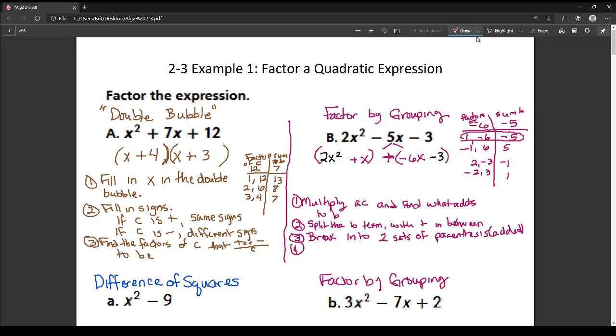Step 4, I'm going to do it in another color. I'm going to call it factoring out the GCF. Okay, so I'm going to go to each set of parentheses and just pull out the greatest common factor. So here, between 2x squared and x, the GCF is x. That's what I'll divide out of both. Here, the greatest common factor between negative 6x and negative 3 is negative 3. So that's the GCF I'll pull out there.